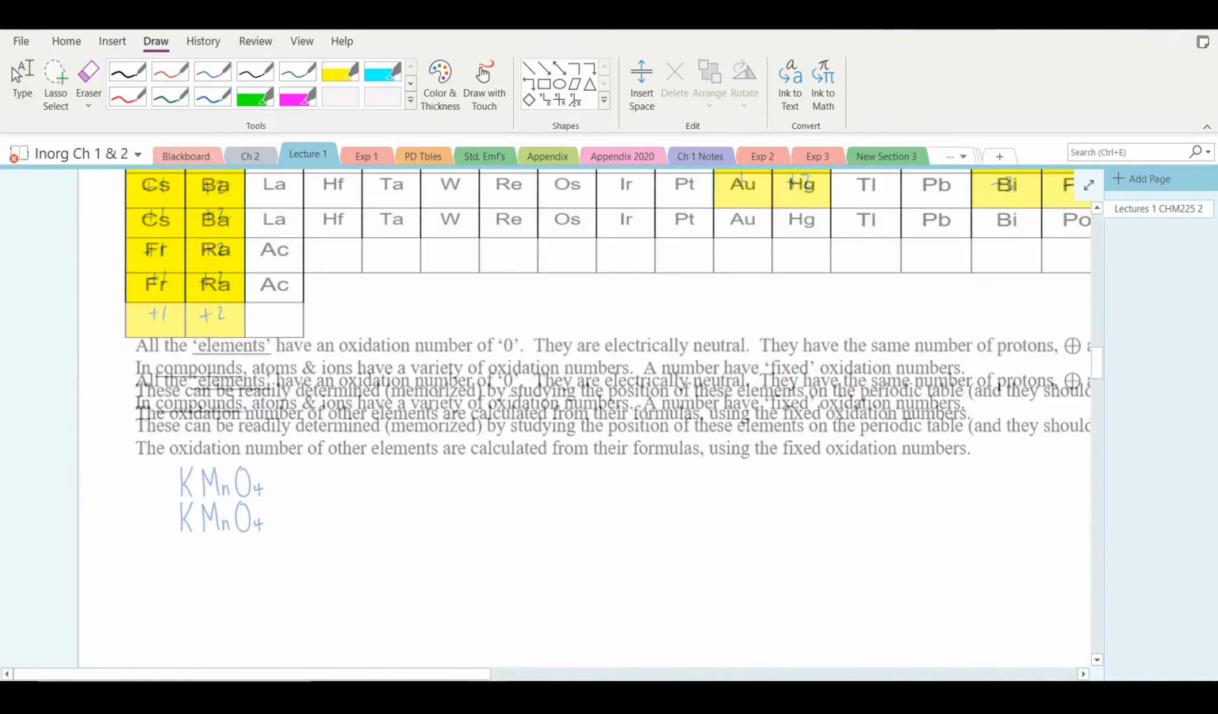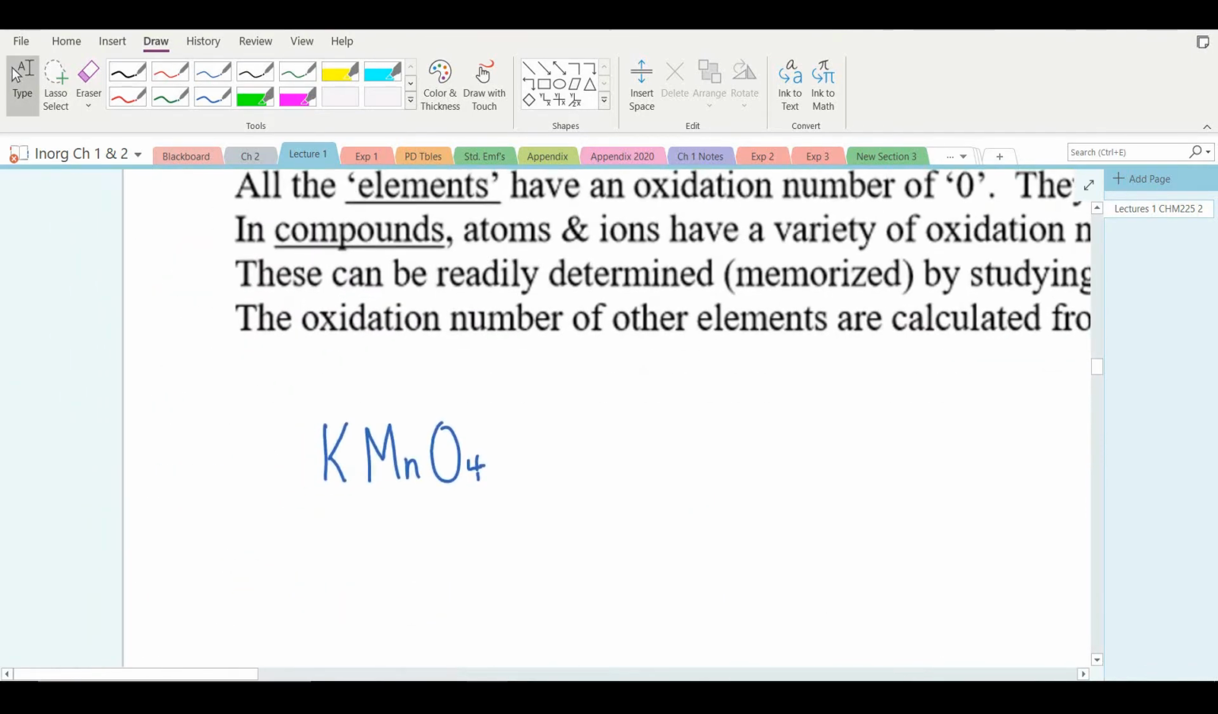For example, here's potassium permanganate. What's the oxidation state of manganese? Manganese has 5 different oxidation states it can exist in. But look, it's attached to potassium, and potassium is always +1. It's an alkali metal. Oxygen is virtually always -2, and there's 4 of those. The total negative charge is -8.